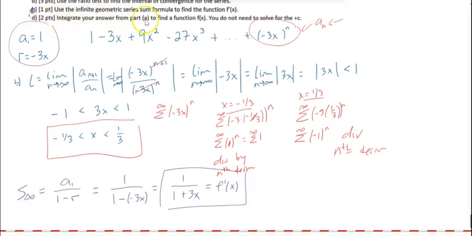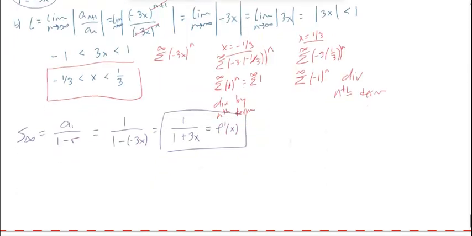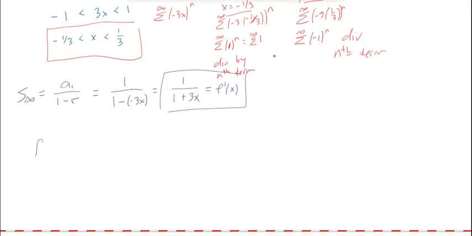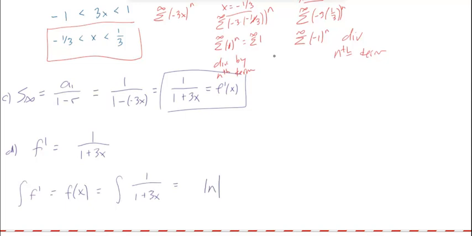The last one, integrate your answer from part A to find a function, f of x. You do not need to solve for the plus c. So I'm going to come down here. F prime, this was C, this was D. F prime is 1 over 1 plus 3x. If I integrate f prime, then that gives me f of x. So that's going to be the integral of 1 over 1 plus 3x, which is ln, absolute value of the bottom.